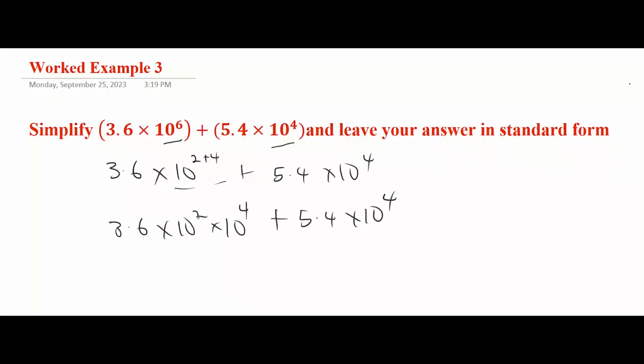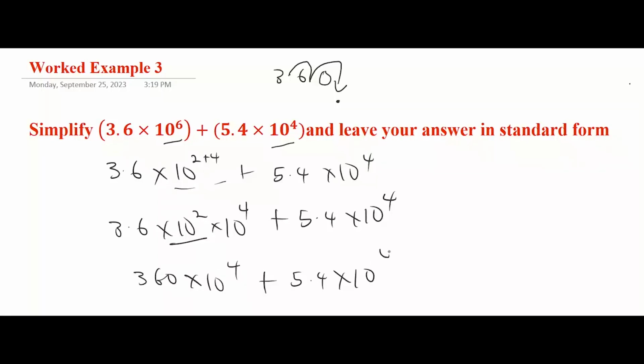So here we can now multiply this by 3.6. 10 to the power of 2 is 100. 100 times 3.6 will give you 360. Let me show you. 3.6 times 100. That means you need to shift the decimal point by 2 to the front. 1 and 2. The decimal point is now here. We fill up this with 0. You have 360. So times 10 to the power of 4. Add 5.4 times 10 to the power of 4.